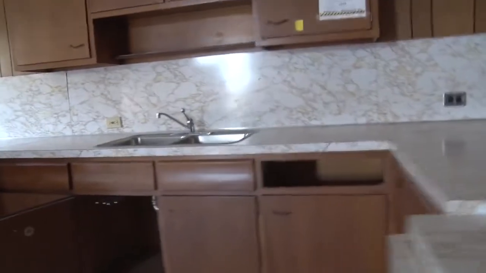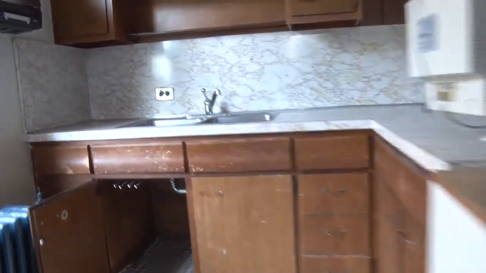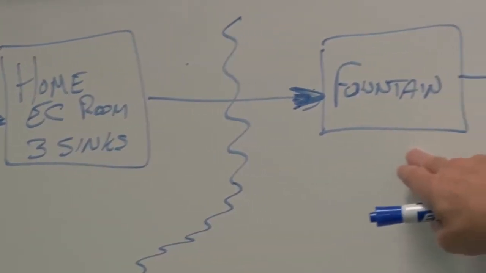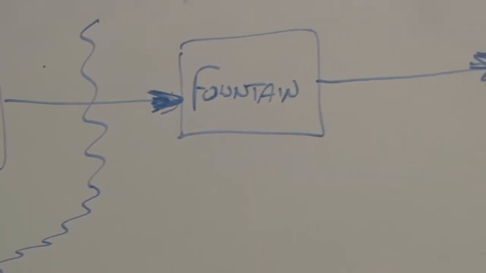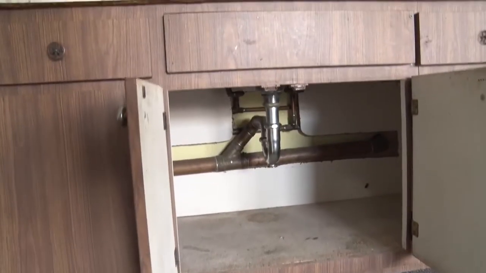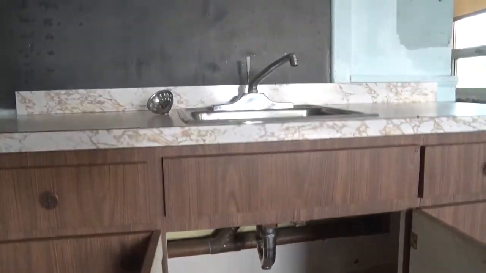From the nurse's sink, we follow the water on the second floor. We come into a home ec room. We're still on the south side of the building. From the home ec room, where there are 3 sinks, we go to a fountain, which is now on the north side of the building. And from that fountain, on the second floor, we come into kindergarten classroom number 3, where there's 1 sink. And again, this is our dead end. The water stops right here.